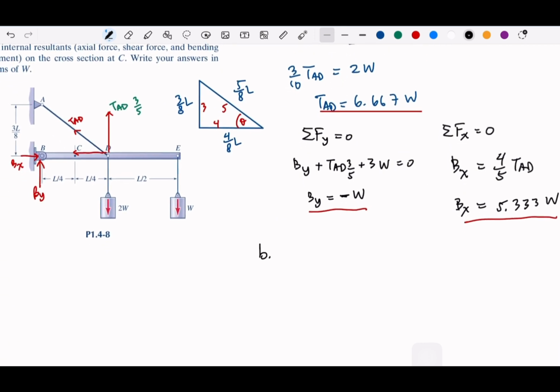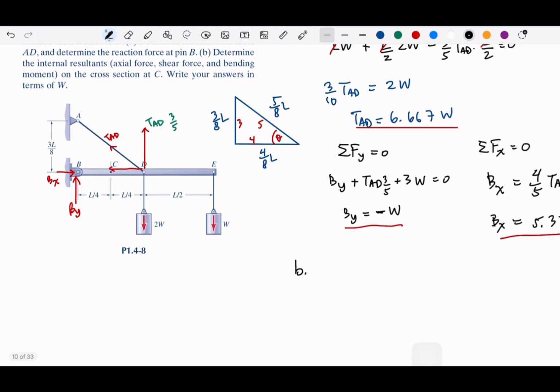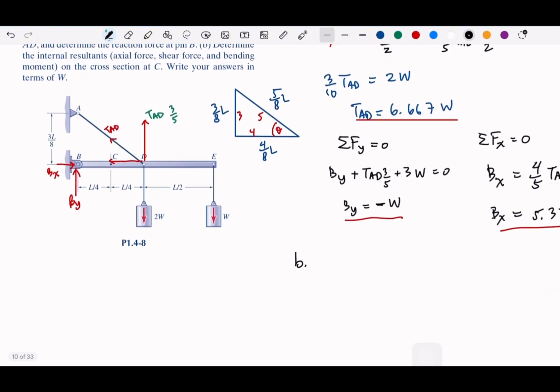And the second question is the internal force at the C, right? Cross section C. So at cross section C, I think we can describe this in this picture. This is C, this is B, and we have the shear force, the normal force here, and the moment. And then at pin B, we have described the By and Bx.